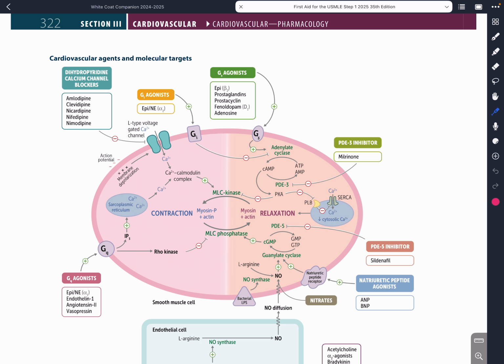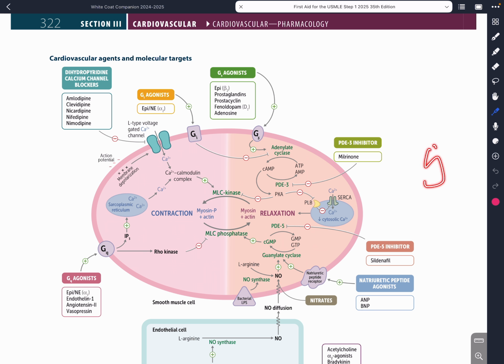What are phosphodiesterase 3 inhibitors? Phosphodiesterase 3 inhibitors are milrinone. Only one drug in this class, milrinone, which inhibits phosphodiesterase 3, eventually stopping cAMP to AMP conversion.